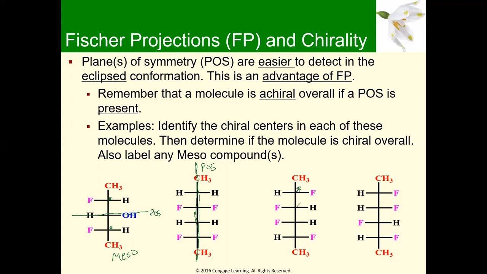All right, so what about the next one down? Well, it's going to be chiral because it's got 4 different groups: the hydrogen, the fluorine, the group up top, which is different than the group down below. So that's 4 different groups.